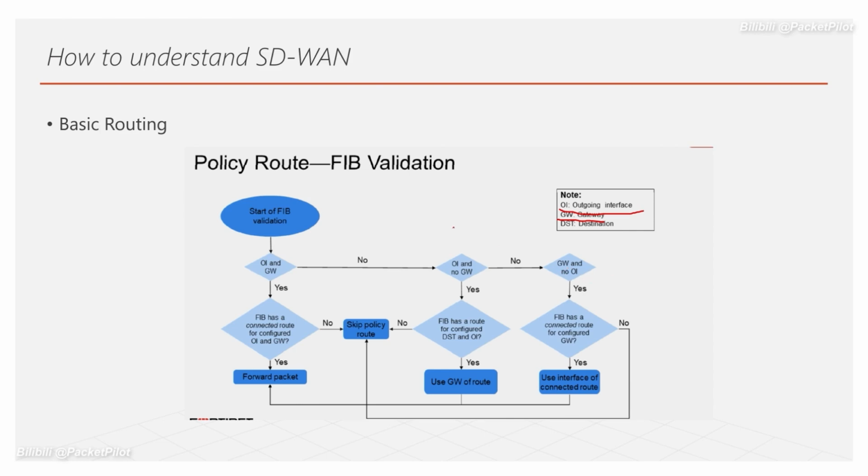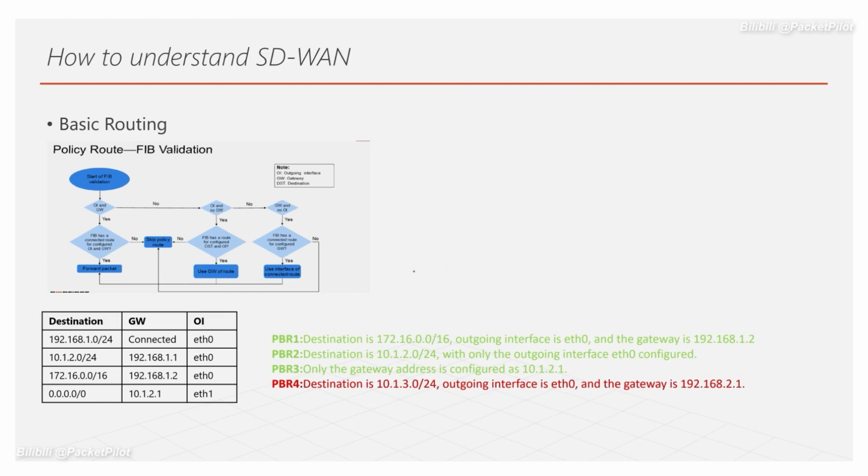Now, let's use a simple example to understand how this flowchart operates. On the left is an example of a forwarding table, which consists of three parts. The first is the destination address, the second is the gateway address, and the third is the output interface. On the right, correspondingly, we have 4 policy routes.